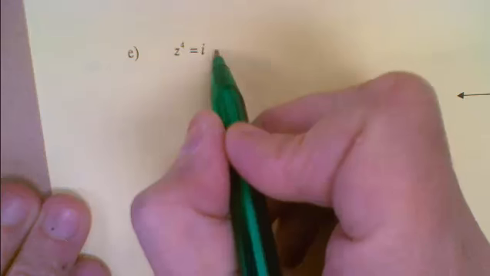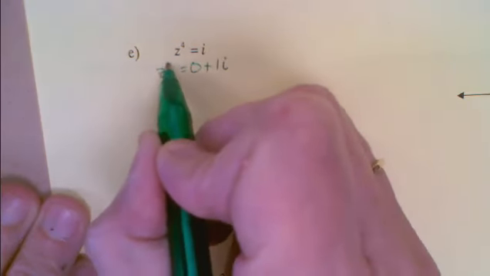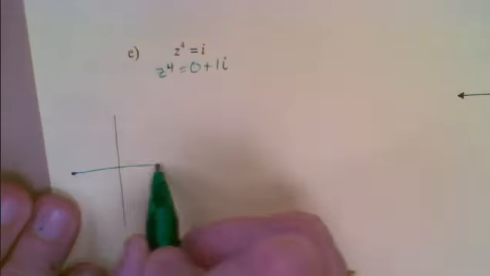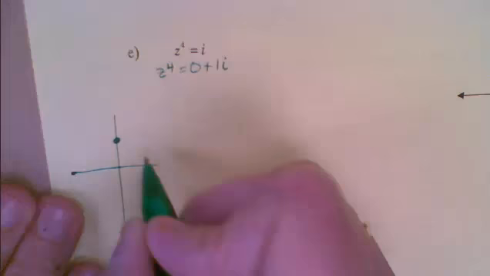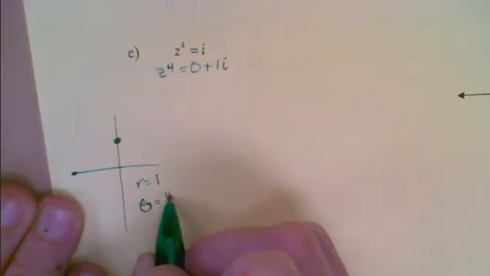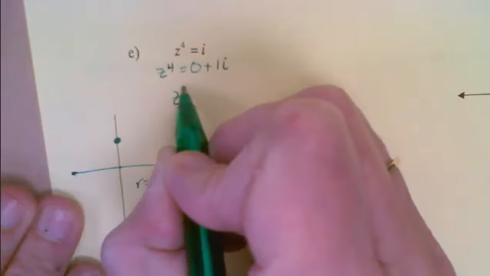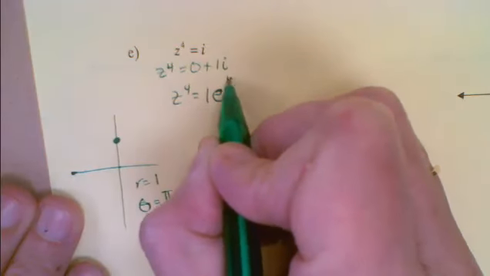All right, let's try this one, just i. So it really means I have 0 plus 1i. That's what z to the 4th is. My real part is 0. My imaginary part is 1. And so that has a radius of 1 and a theta of pi over 2. So z to the 4th in exponential form is 1 e to the pi over 2i.